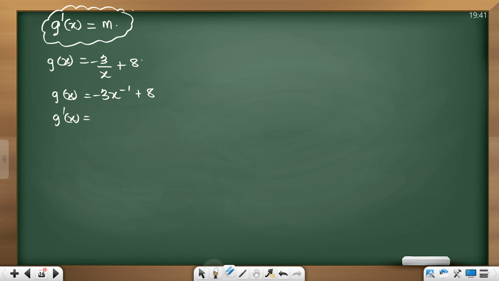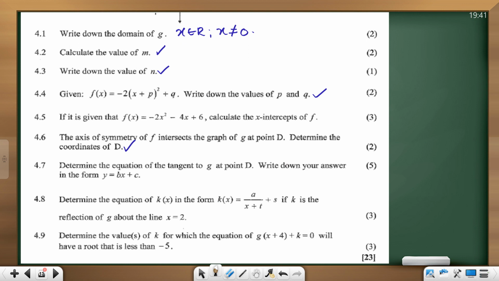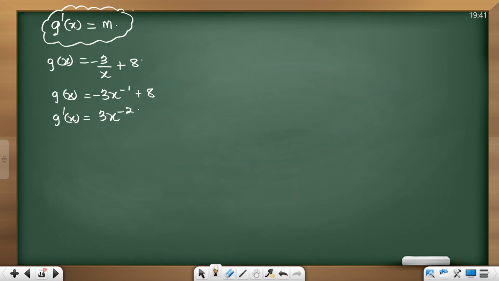But we know where the tangent is. What's the x value where the tangent is? Look at the graph. They said at point D. Do we know the x value at point D? Yes. What is that? Negative 1. Substituting negative 1 gives 3. Now, at point D, what is the coordinate of point D?